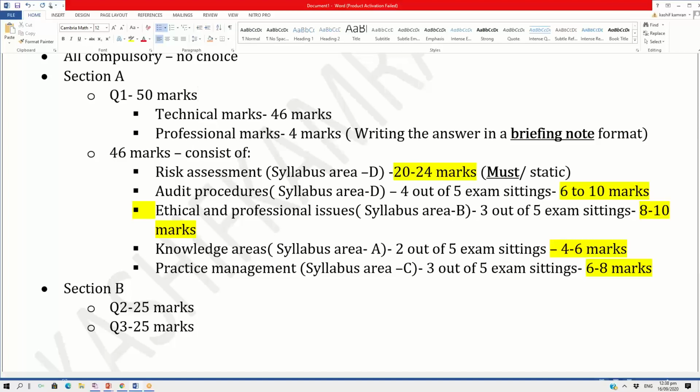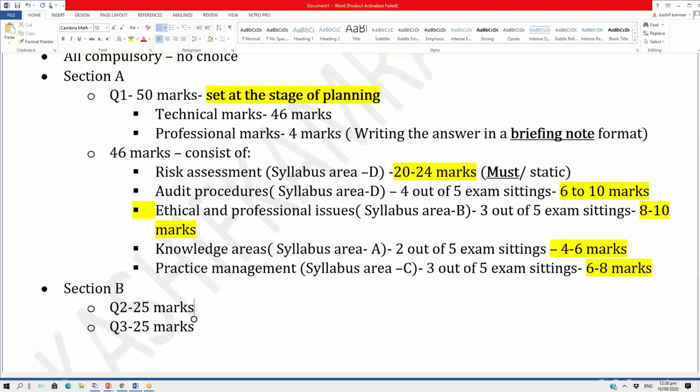that the question number 1 for 50 marks is set at the stage of planning. The question number 1 is set at the stage of planning, which is a very important stage of audit, planning.